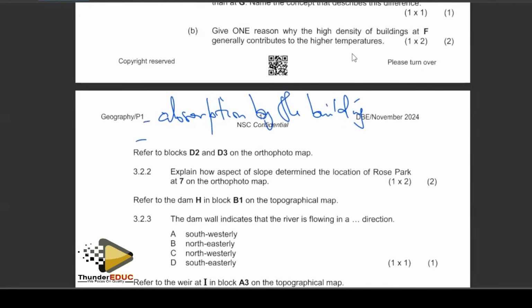And also, we can talk of reflective surfaces. The buildings have reflective surfaces, like glass and shiny surfaces. They reflect the heat, which will also contribute towards higher temperatures in the built-up area. Then question 3.2.2 is talking about: explain how aspect of slope determined the location of Ross Park at 7 on the orthophoto map.